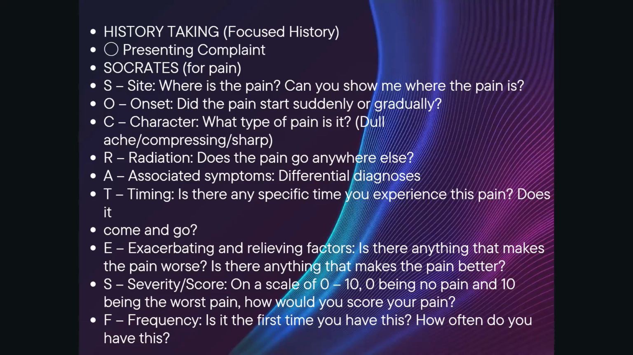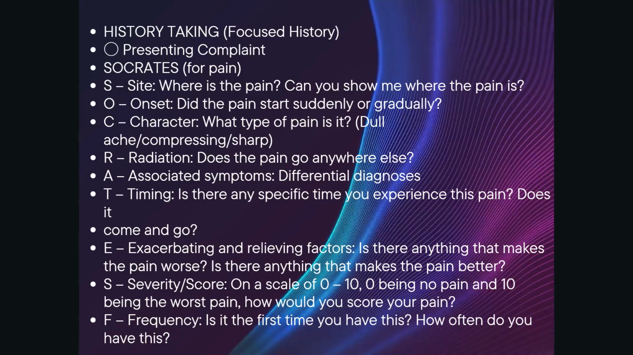S stands for severity and score. On a scale of 0 to 10, where 0 is no pain and 10 is the worst pain, how would you score your pain for me? Okay, to understand how severe the pain is at the moment. And F stands for frequency. That's not included in SOCRATES, but you can still ask about it, which can be very important. Is it the first time you have this sort of pain? How often do you get this pain?